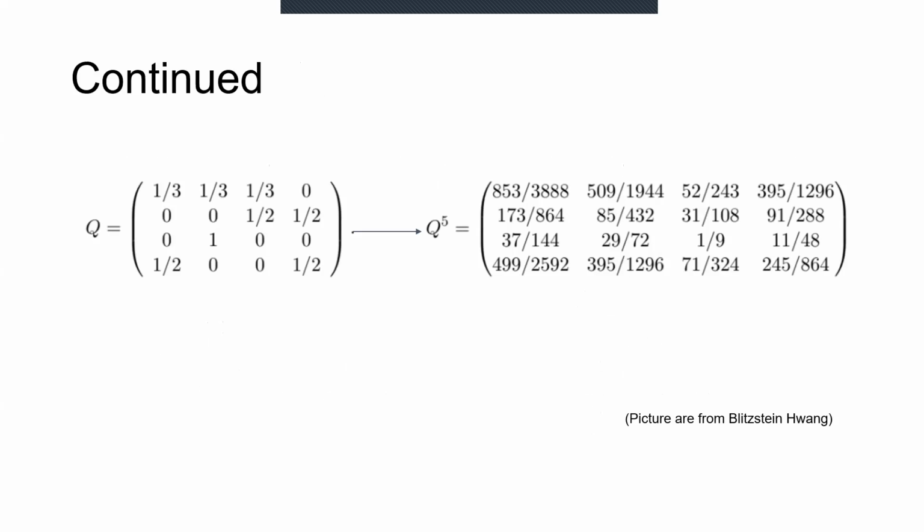So what if we wanted to calculate, for example, multiple steps into the future, such as what's the probability of going from state 1 to state 4 within 4 steps or 5 steps? We would simply take the transition matrix to the 5th power, and we would get that the new Q14 to the 5th power would be 395 over 1,296 chance of getting there.